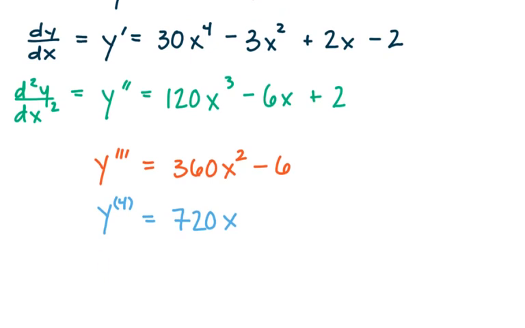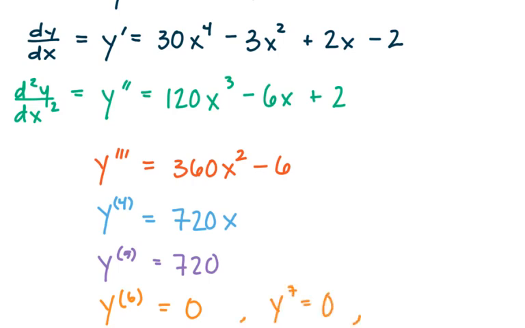And my fifth derivative would equal 720, a constant. Anything after this, y to the sixth, would equal 0. The sixth derivative would equal 0. The seventh derivative would equal 0. The eighth derivative would equal 0. Right? So it's infinitely differentiable, but we can only find values up through the fifth derivative of this function.